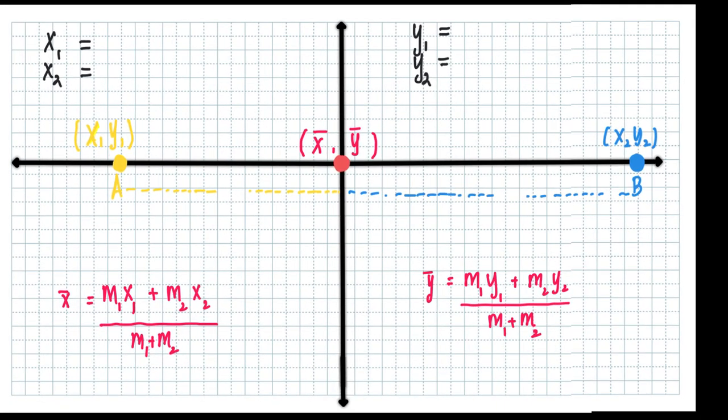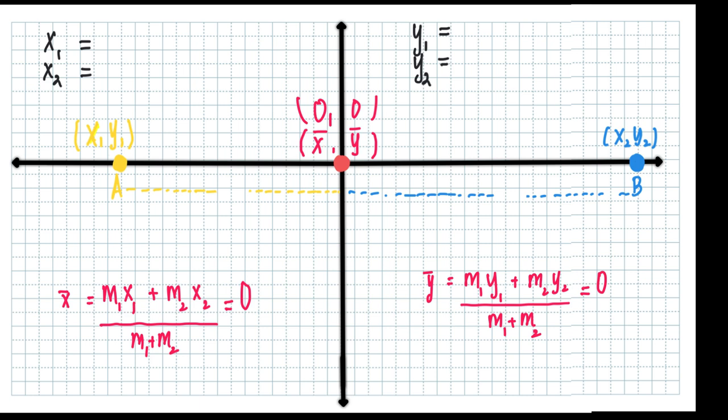See, if we were to understand that x bar, which is equal to m1 x1 plus m2 x2 by m1 plus m2, and similarly y bar are the coordinates of the center of mass, which is now kept at the origin, then this value should be equal to 0. This value should be equal to 0 as well, right? So we have from this, what is x1? x1 is the x coordinate of A. x2 is the x coordinate of B.